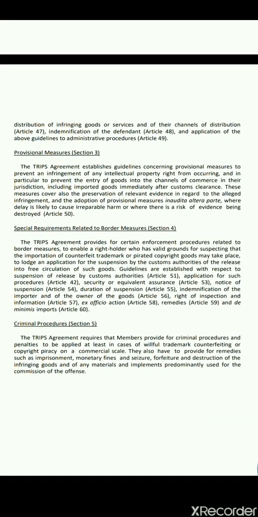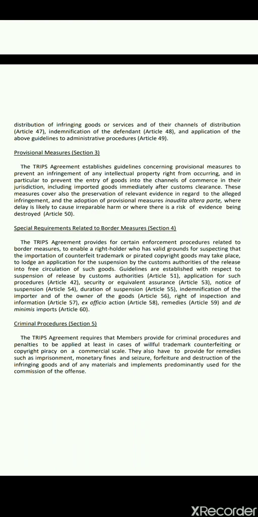The third section is provisional measures. The TRIPS agreement establishes guidelines concerning provisional measures to prevent the infringement of any IPR from occurring, and in particular to prevent the entry of goods into the channels of commerce in their jurisdiction, including imported goods immediately after customs clearance. This is explained in Article 50, which covers situations of irreparable harm or where there is a risk of evidence being destroyed. These are all the preventive measures.